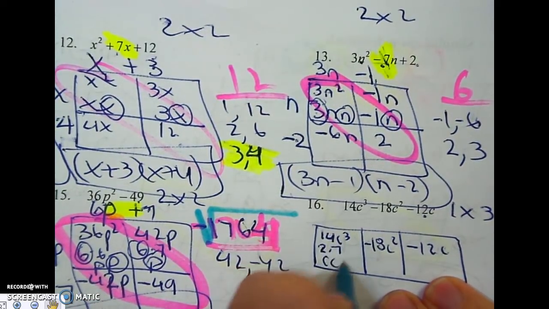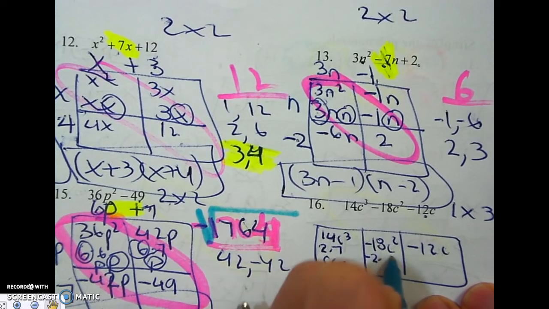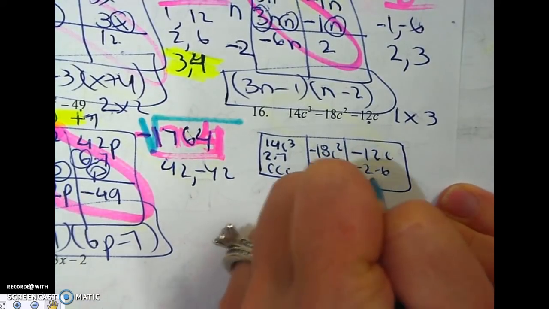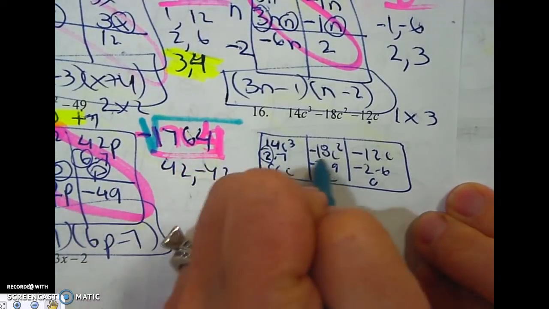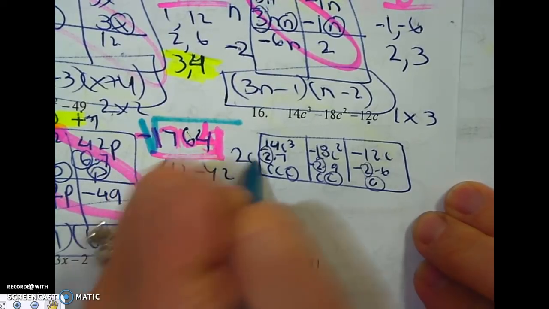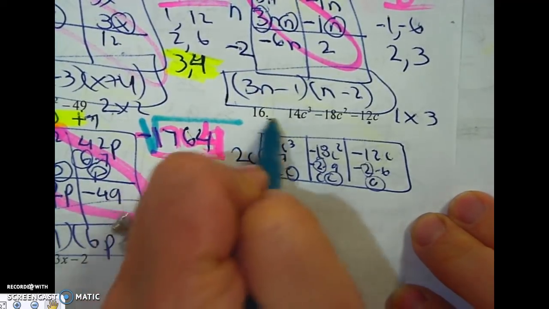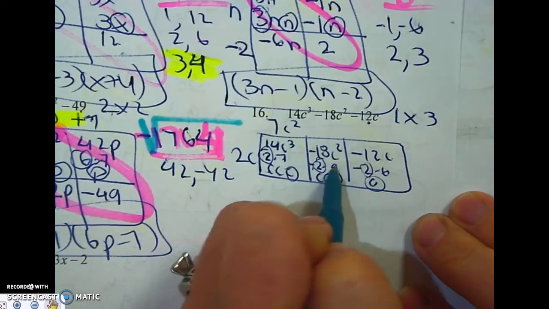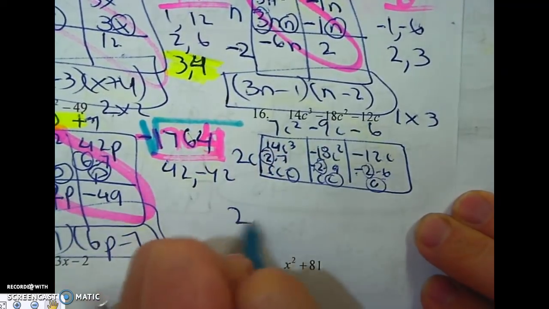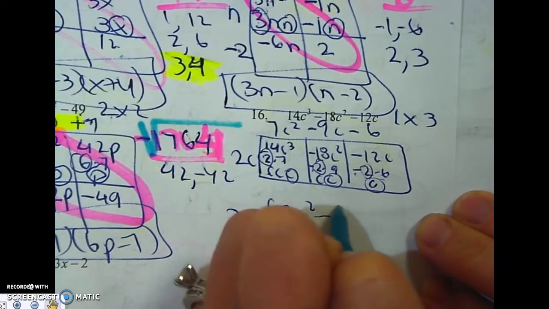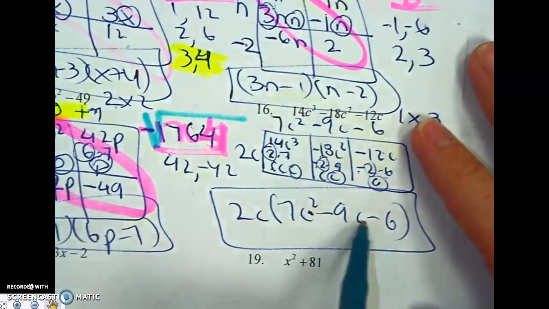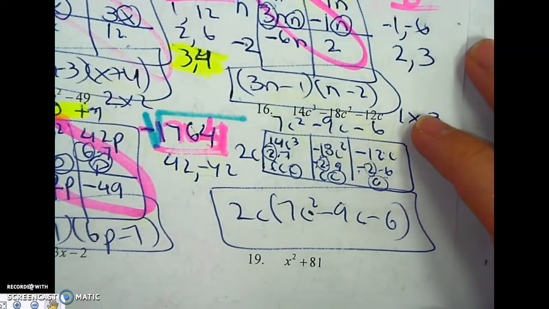2, 7, C, C, C. Negative 2, 9, CC, and negative 2 times 6, C. They all have a 2. They all have a C. Whoosh over the 2C. I'm left with 7C squared minus 9C minus 6. So my answer is, and I'm good to go. 2, 1, nothing. It's in the right order.